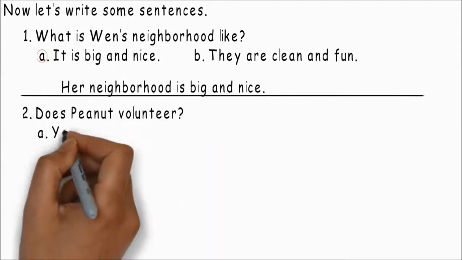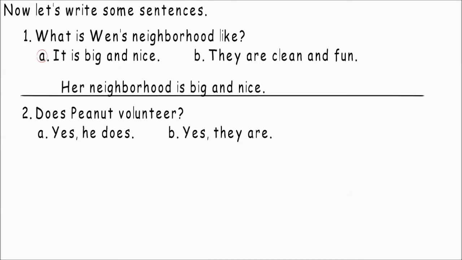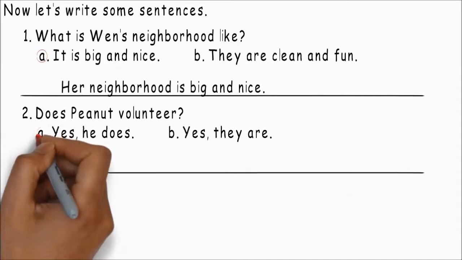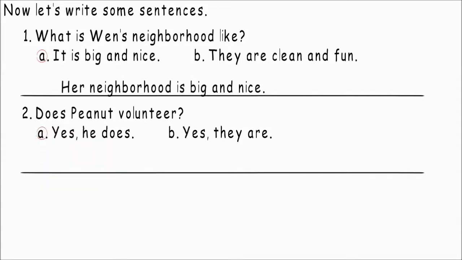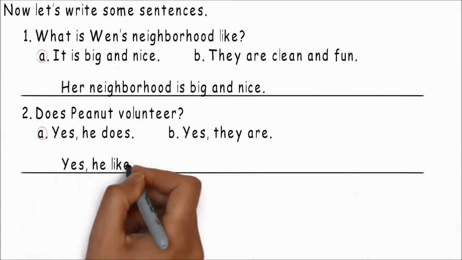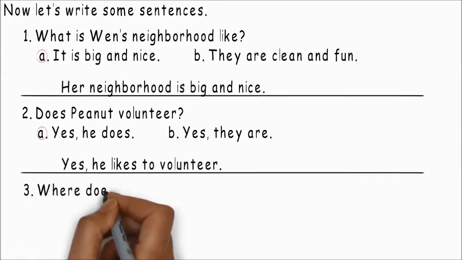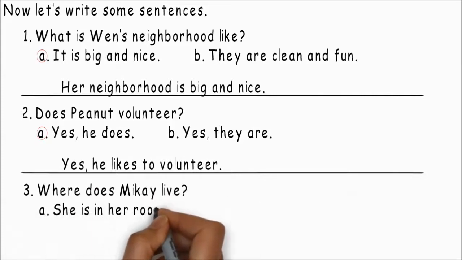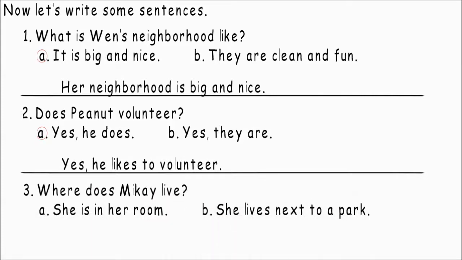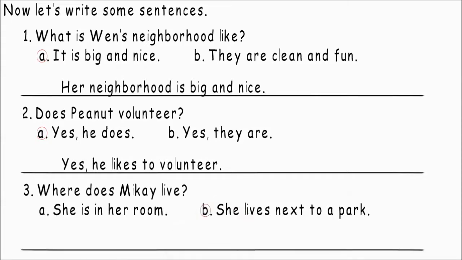Number 2, does Peanut volunteer? Peanut is a boy. Yes, he does. A. So make a sentence. Yes, he likes to volunteer. Number 3, where does Mikai live? B. She lives next to a park, and her sentence is, she lives in a house next to a big park.